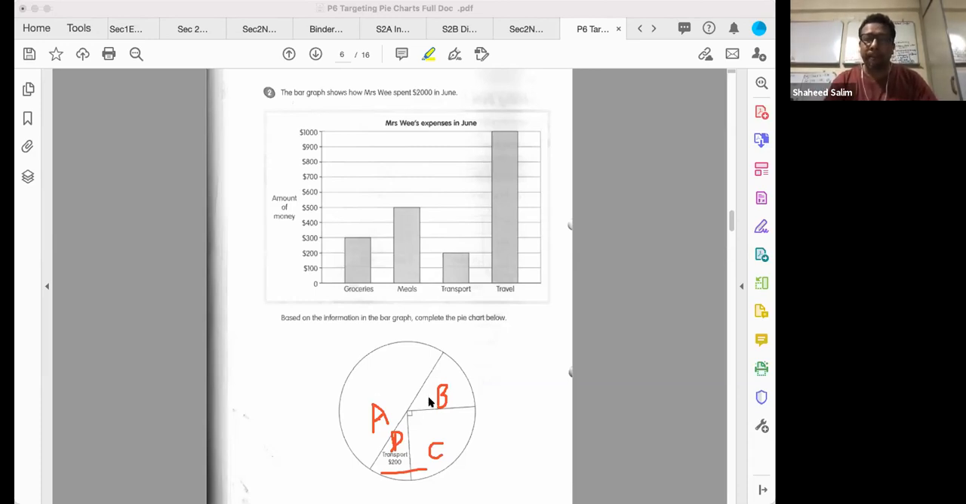So A is travel, B is... wrong. How come for B you put meals? Sorry, I think B, Zahira, you're correct. Okay, this one is A. You look at the size, biggest, A. B is smaller than C though. So this must be B. This is C. This is D. How come so many say that B is meals? Because I say B is meals, it cannot be. Meals, you see, C is bigger than B though.